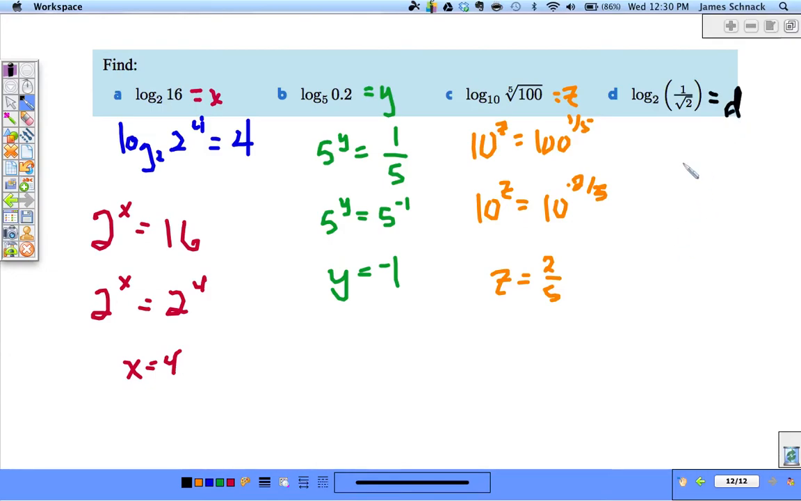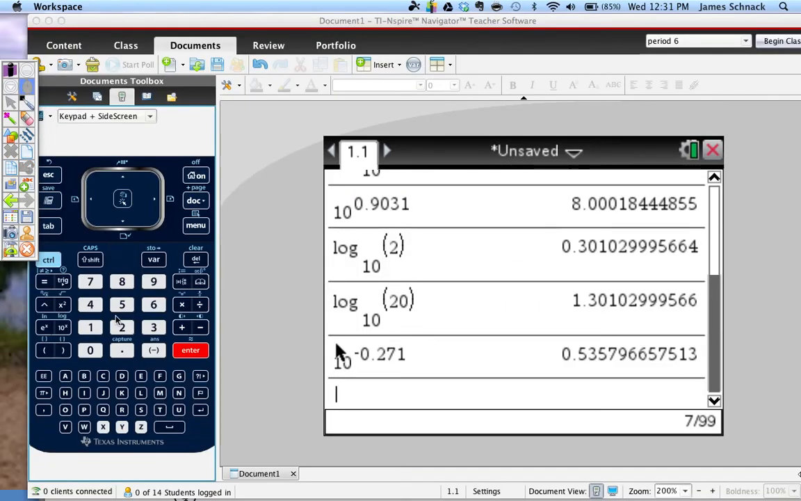Just picking different letters here. 2 to the d equals 1 over, let me write this better, 2 to the negative 1/2. The negative flips over this fraction. The 1/2 is the square root. D is negative 1/2. So being able to flow fluidly between exponential form and logarithmic form is a very, very important skill to have. It makes evaluating these logarithms quite easy, and it's something you should be able to do without your calculator, but it's easy enough to check.